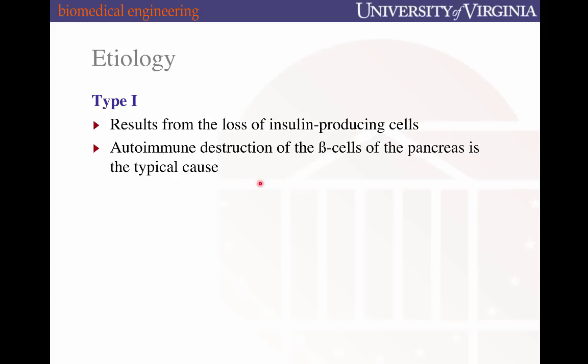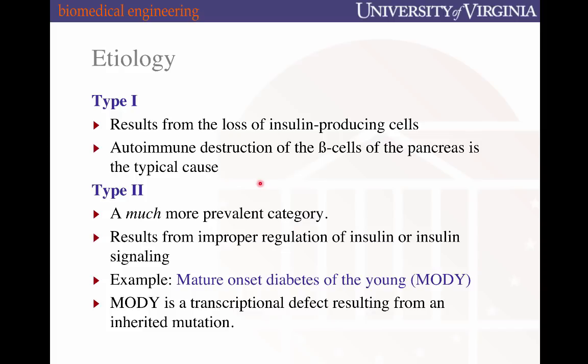So type 1 is actually proportionally rare compared to the second type, type 2. It's the much more prevalent category, much more common. It's sometimes referred to as mature onset because it results later in life due to different factors. And this relates back to the disease of developed nations, your nutrition, because if you're eating all of the sugar all the time, all of the fast food, your body becomes desensitized to glucose, and your insulin doesn't handle it as well, so you get these elevated high blood glucose levels. And this results from improper regulation of insulin or insulin signaling processes downstream.